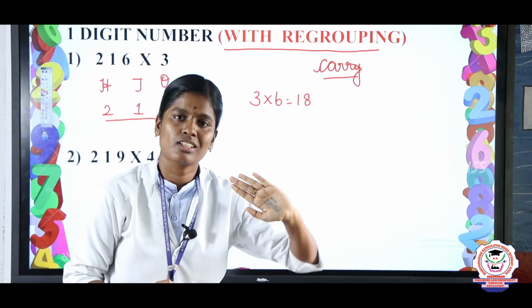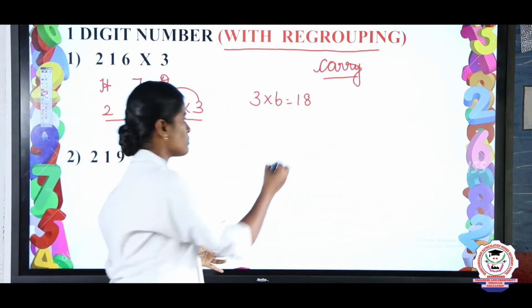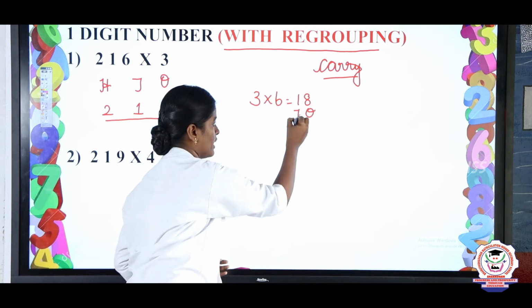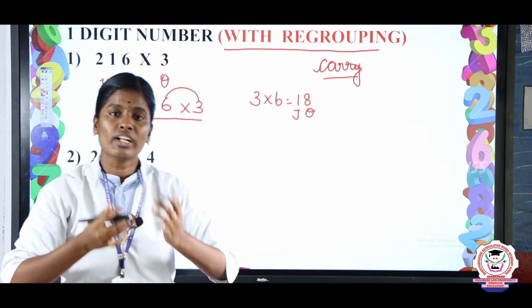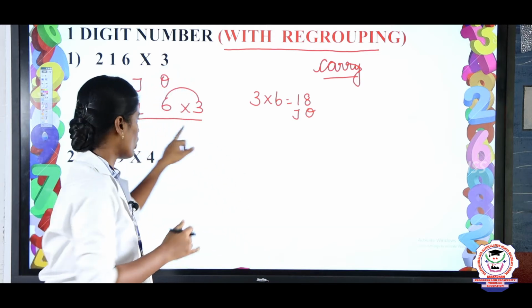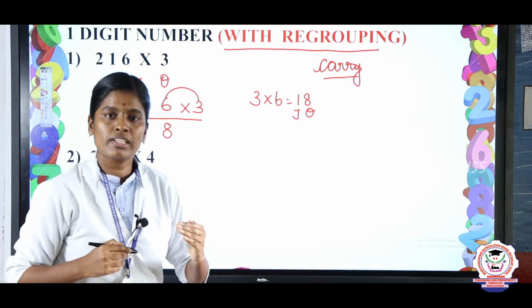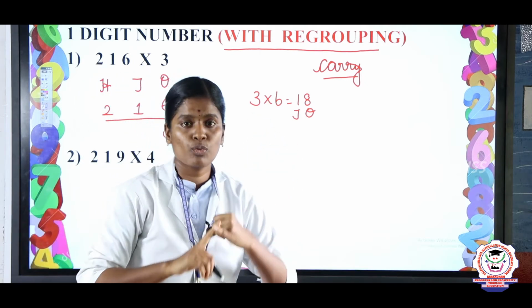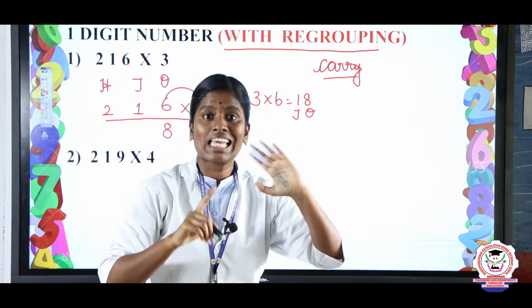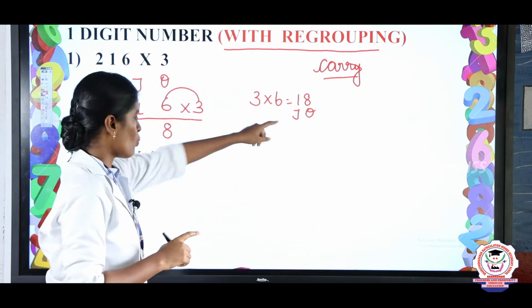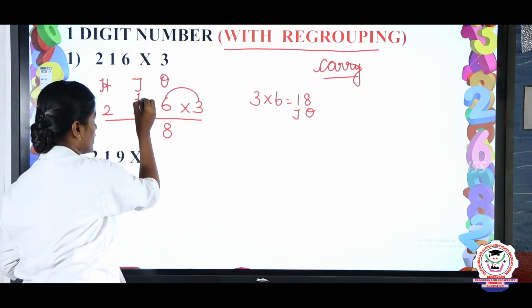So we are going to write that the last digit is the ones place and the digit before it is the tens place. Now we are going to write the ones place under the ones column. Here the tens place value is 1. So you are going to write it in the carry place, the tens. So you should write 1 here.